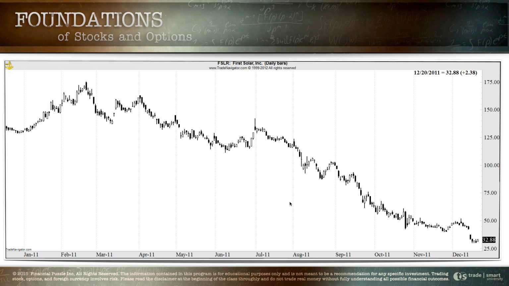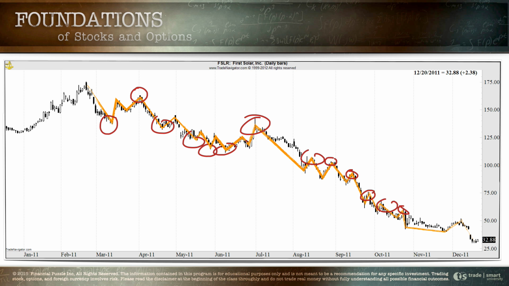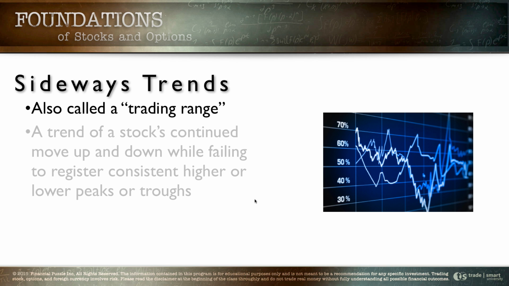If we were to put this on a chart, take a look at First Solar here, and you can simply draw your little circles around this and identify these as lower highs. Consequently, this is a downtrend, and you've got lower lows that are making up the bottoms. Now, sometimes there are some counter moves in here, but for the most part, you've got a predominant sequence of lower highs and lower lows.